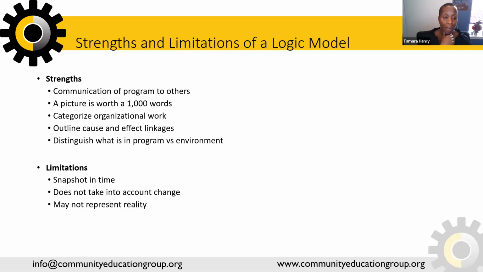The limitations, obviously, is that it is a snapshot in time. It is one point in time. It does not take into account any change. So if you have turnover in your organization, or if COVID happens and you're no longer able to meet with people, it doesn't account for that. The logic model is literally cross-sectional and written to what we have going on in our lives as we speak, which means it may not represent your reality today.